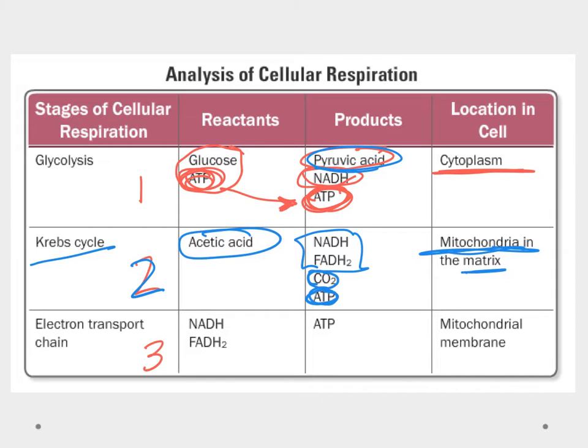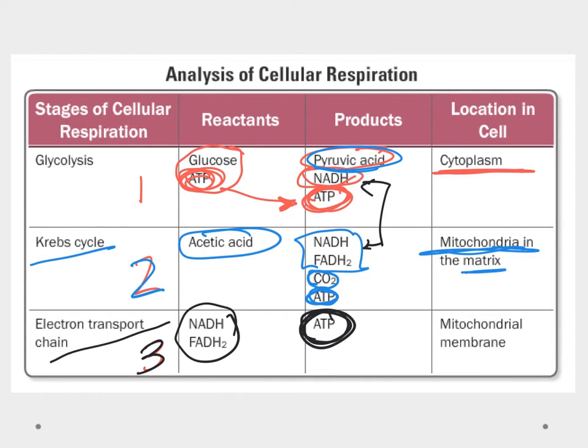And then finally, the last step in cellular respiration is the electron transport chain. This is where we're taking our electron transport molecules that we've generated from up above, and we are going to make a whole bunch of ATP. And this happens in the mitochondrial membrane.